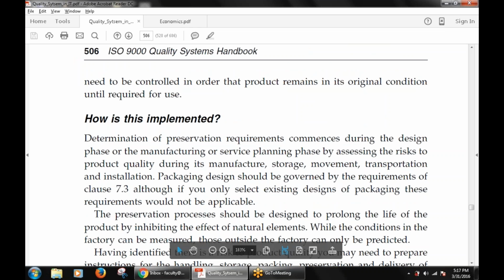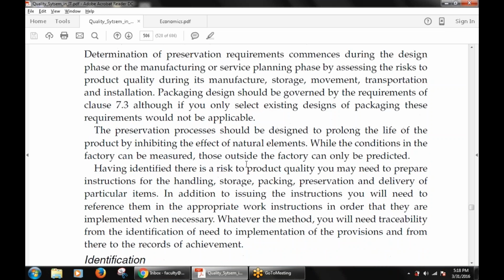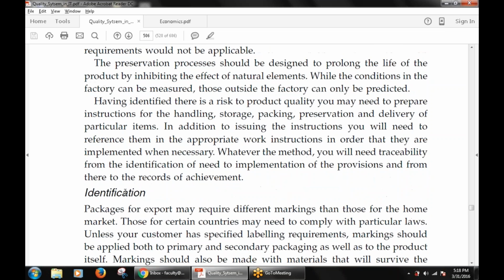So whatever the requirement of the preservation, it commences during the design phase of the manufacturing or service planning phase by assessing the risk to product quality during its manufacture. So whatever data is available during its manufacturing, storage, movement, installation, and transportation is used. So first is identification.